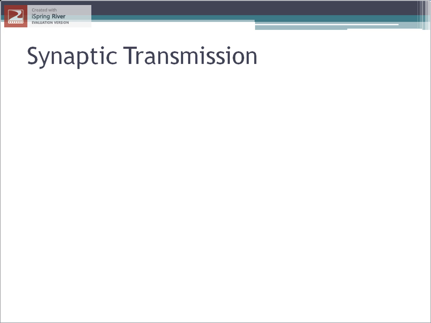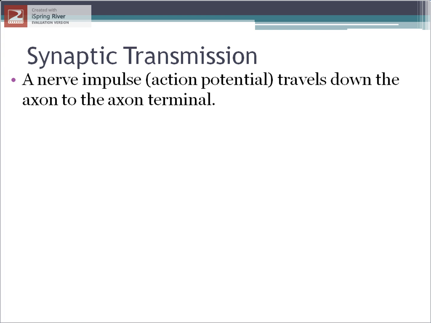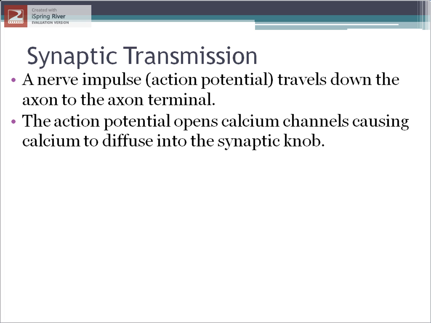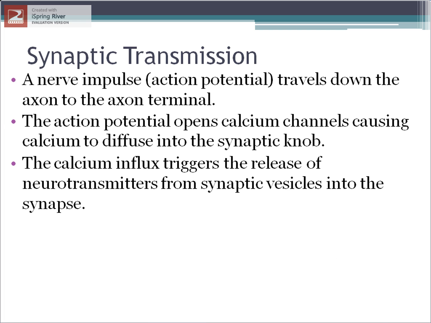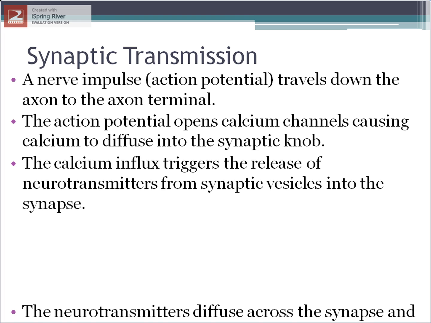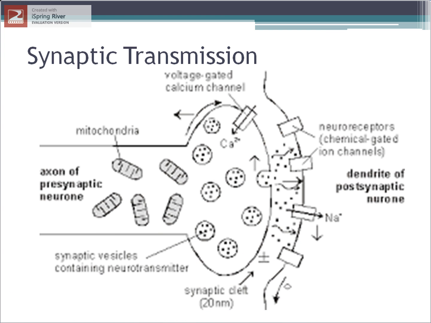Next we're going to look at synaptic transmission. A nerve impulse, which is an action potential, travels down the axon to the axon terminal. The action potential opens calcium channels, causing calcium to diffuse across the synaptic knob. The calcium influx triggers the release of neurotransmitters from synaptic vesicles into the synapse. The neurotransmitters diffuse across the synapse and bind to receptors on the postsynaptic cell. Here is a diagram of synaptic transmission.